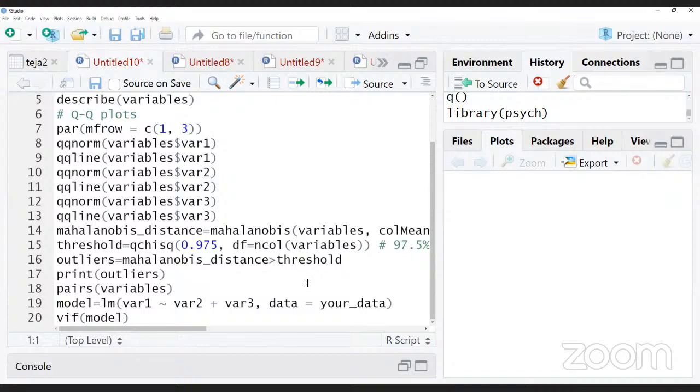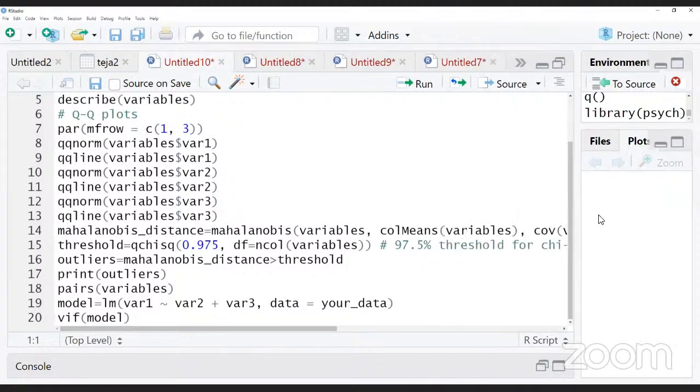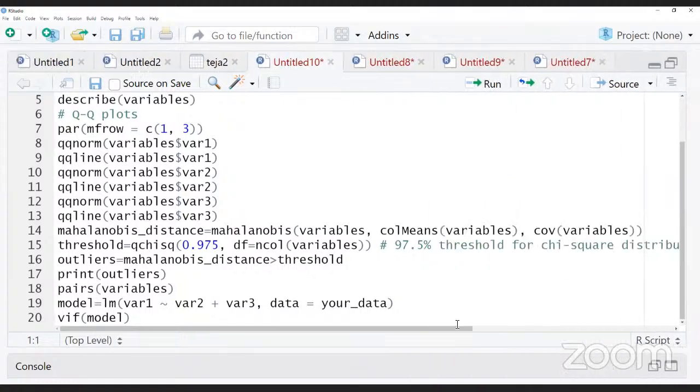So for assessment of multicollinearity, we can study the Mahalanobis distance. So this is the Mahalanobis distance, and Mahalanobis distance provides you the knowledge about the outliers, whether there are any outliers or not.